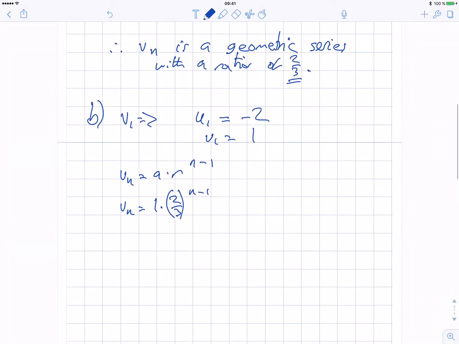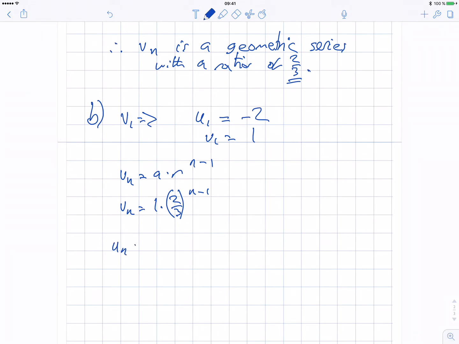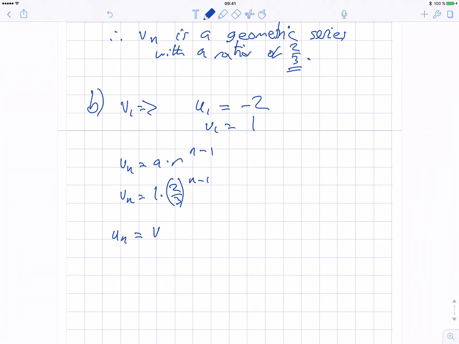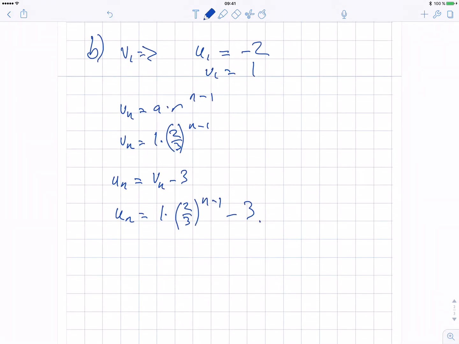So we know that un from above is equal to Vn minus 3. And therefore we know how to calculate Vn. So un is equal to 1 times 2/3 to the power of n minus 1, but we need to take away 3 from that, and hey presto, it's done. And that was all the marks.